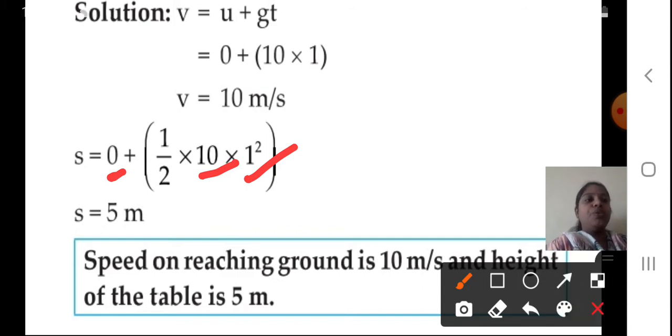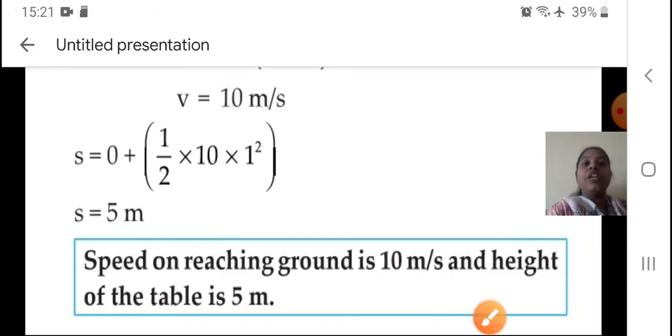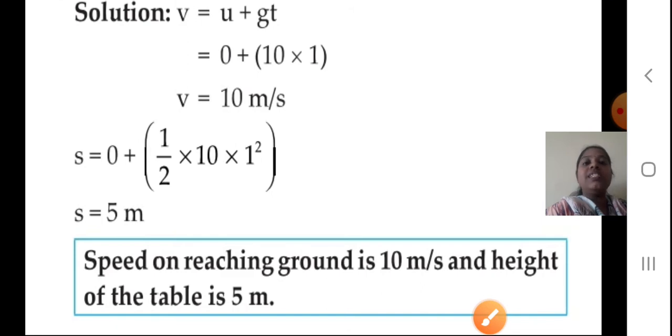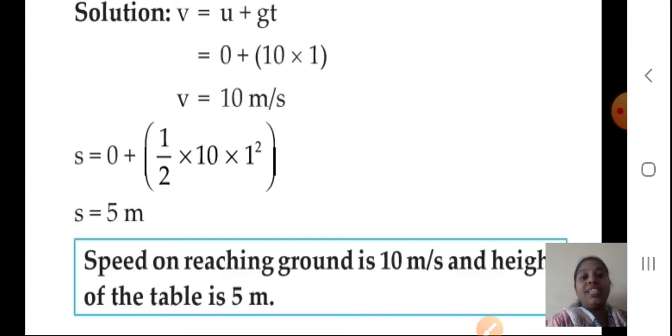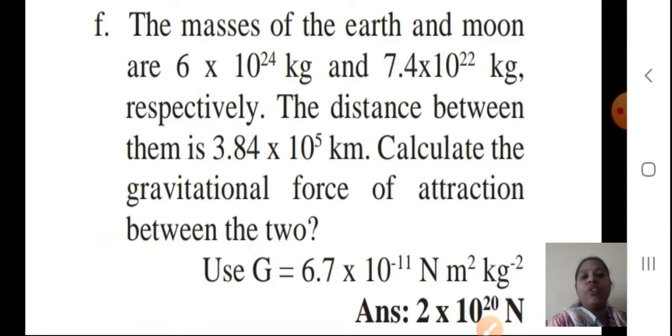Okay, so you are going to write the final answer, important. Speed on reaching the ground is 10 meter per second and the height of the table is 5 meter. Okay, students, I hope you have understood this. We'll proceed to the next one, which I gave you as homework. If you remember, I don't know whether you have solved it or not, but I want you to check whether the steps you have done are correct or not.